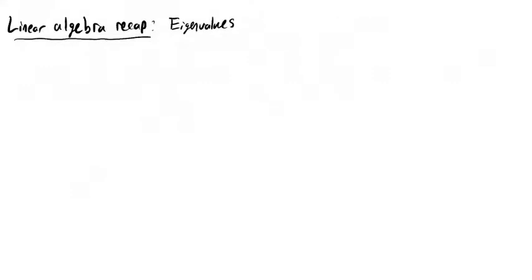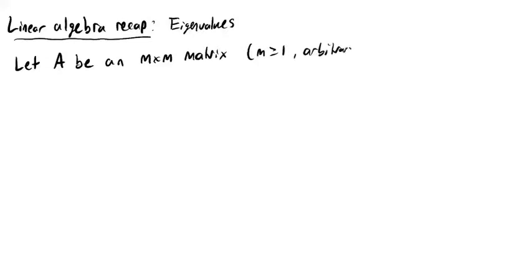Okay, and so let's just remember from linear algebra, what are eigenvalues? Well, we have to begin by, as is common in linear algebra, fixing a particular matrix. So I'm going to suppose A is an, say, M by M square matrix, where M is bigger than or equal to 1, but otherwise arbitrary. In particular, we're not going to just restrict ourselves to 3 by 3 or 2 by 2 or something like that.